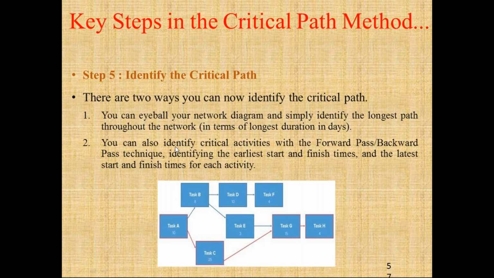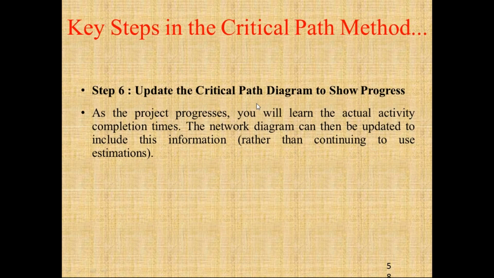So this is the first method, and the second method is that you can also identify the critical activities with the forward pass or backward pass technique. So identifying the earliest start and finish times and the latest start and finishing times for each activity. This can be another method, that is by time calculations we can also identify the critical path. And the next step is to update the critical path to show the progress. As the project progresses, you'll learn the actual activity completion times. The network diagram can then be updated to include this information.